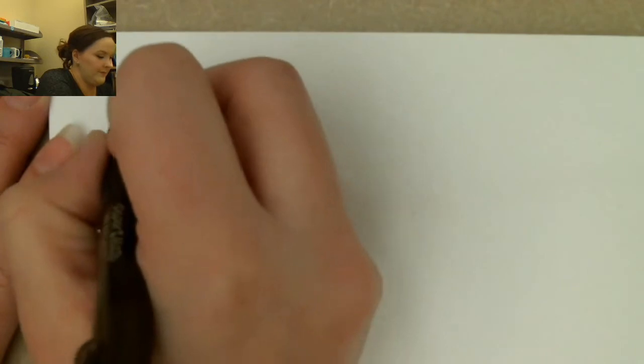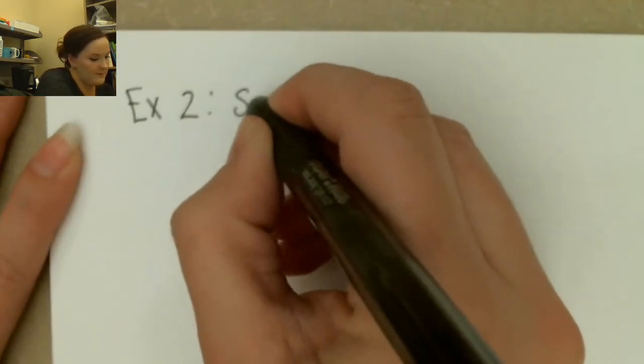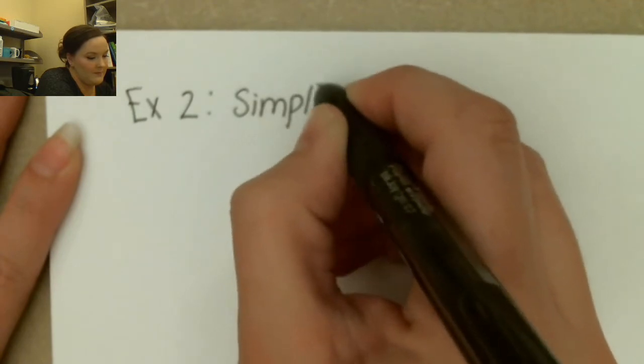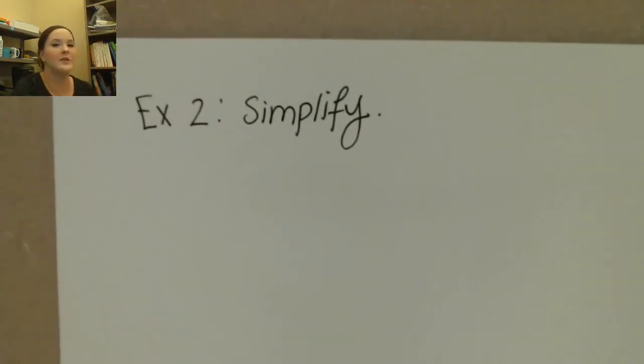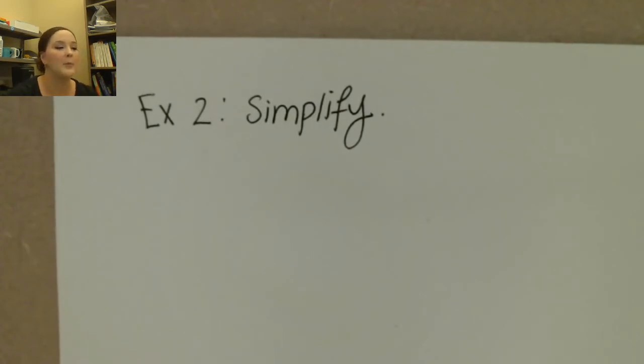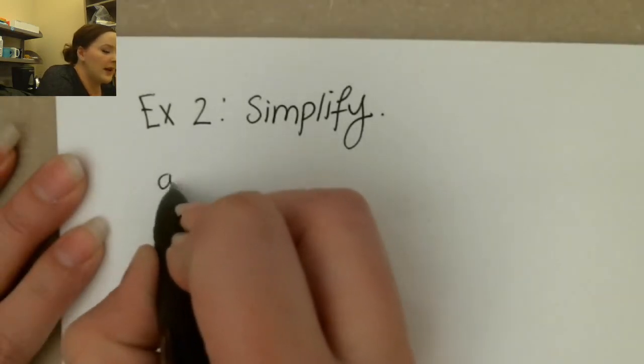Okay. So let's look at reducing the index. Okay, so even though the directions say simplify, remember part of simplifying is that you are reducing the index as small as possible. Okay, that was one of the rules that we saw for fully reduced radicals. Okay, so let's look at an example.